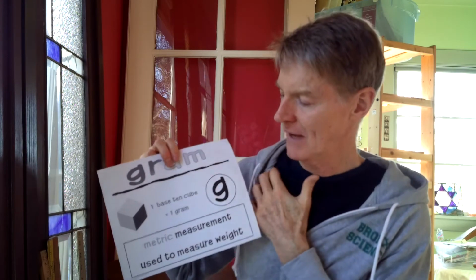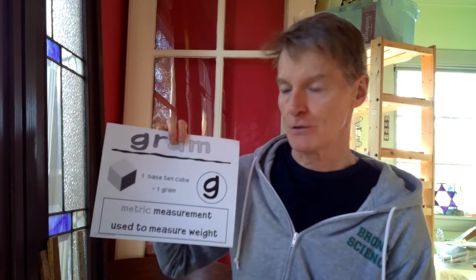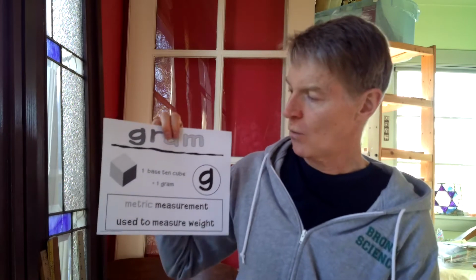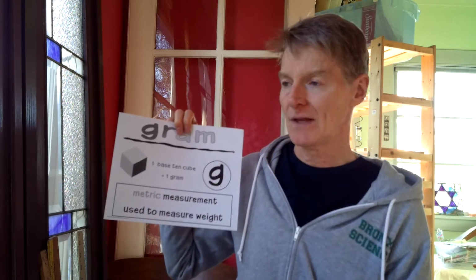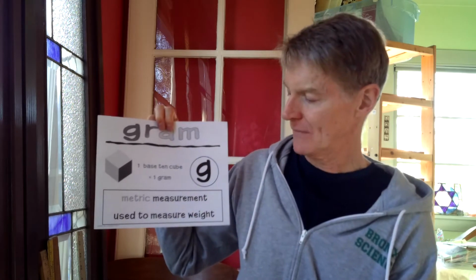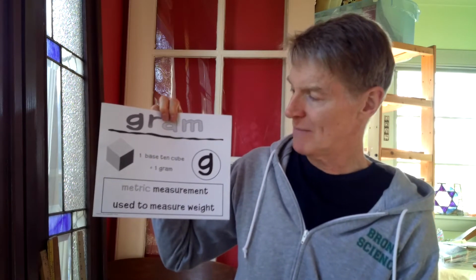When we switch to the metric unit, gram is the standard unit of measurement. Like one of our base 10 cubes that we use when we're doing the 100s and the place value and the tens numbers, one of those is about a gram. It's a metric measurement used to measure weight.